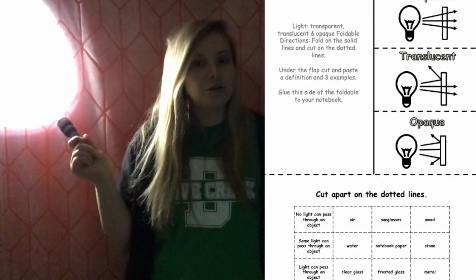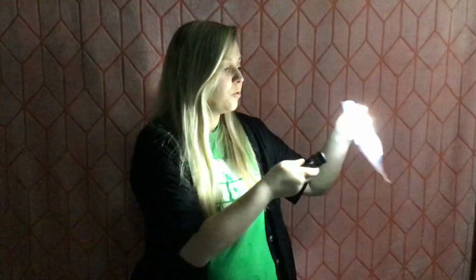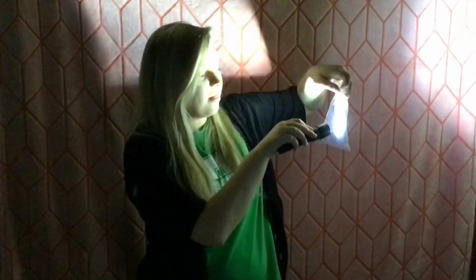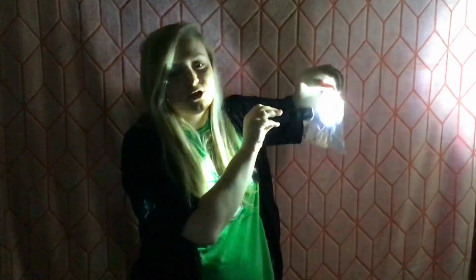And we're going to decide whether an object is transparent, translucent, or opaque. The first object I have is a clear plastic bag. You also are going to be emailed a recording sheet so you can record your findings below or just record them in your science journal. So I'm going to take my light source and put it on the plastic bag. As you can see, all the light is passing through my plastic bag, which means that this is transparent.